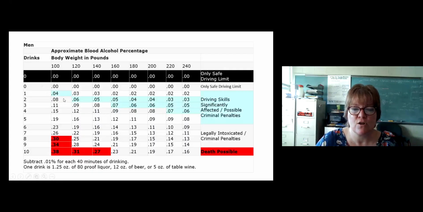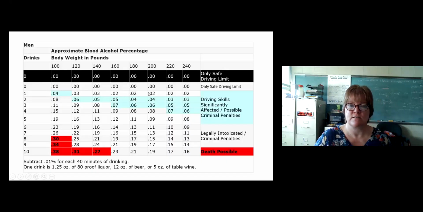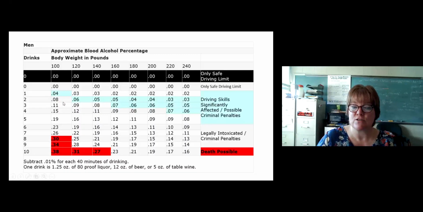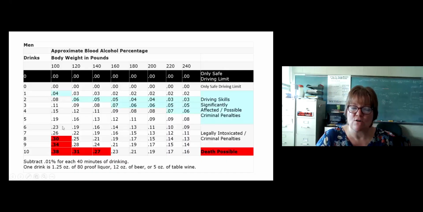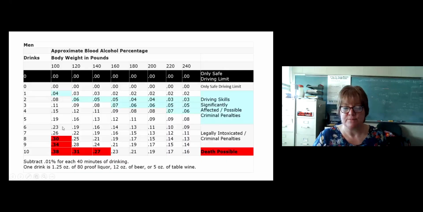But the big thing to look at is that this upper white range is fairly safe. This blue range is buzzed driving. Skills are affected, and there could be possible criminal penalties. In the state of Louisiana, we begin determining at 0.08. These are lower than 0.08. That doesn't mean that there aren't effects of alcohol, even though it's not legally intoxicated for driving under the influence. At 0.08 and higher, it is illegal to drive, legally intoxicated with definitely criminal penalties.